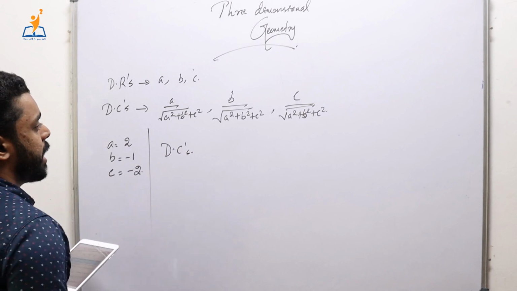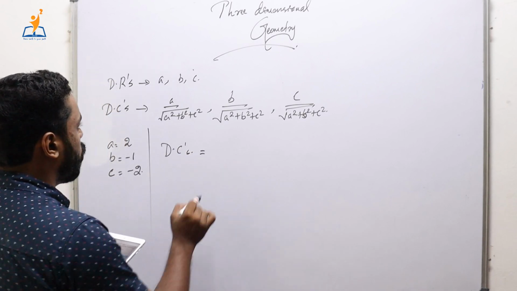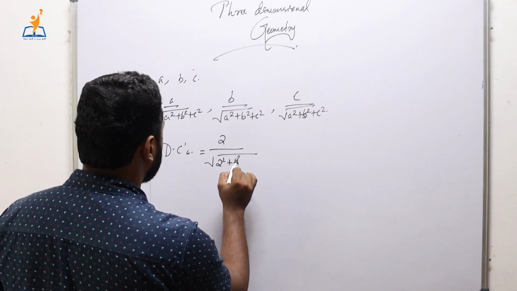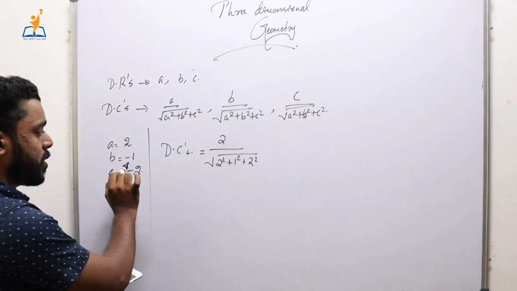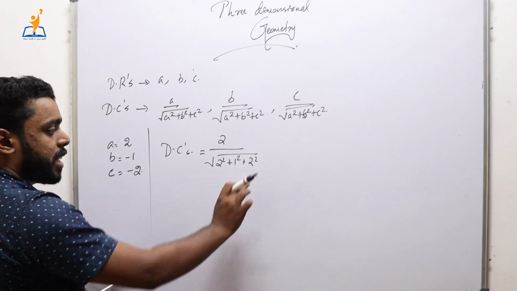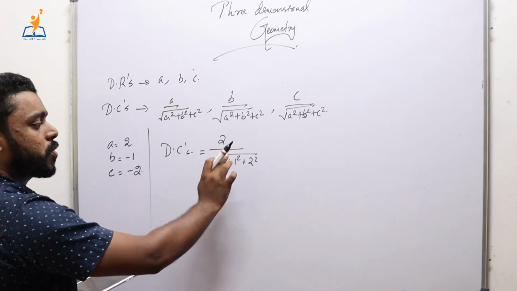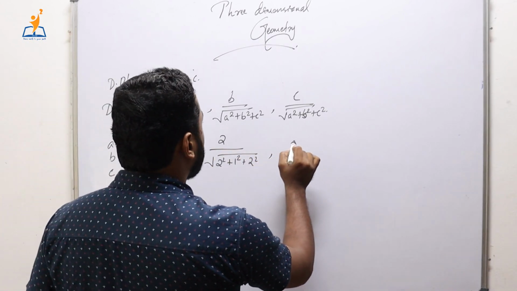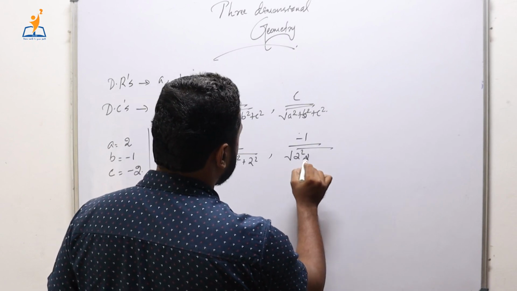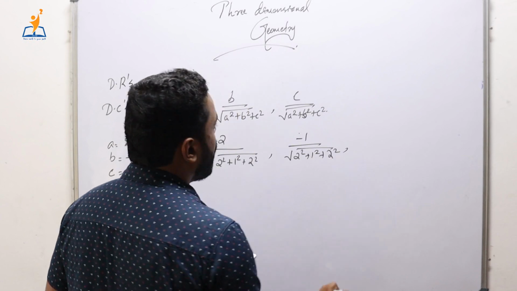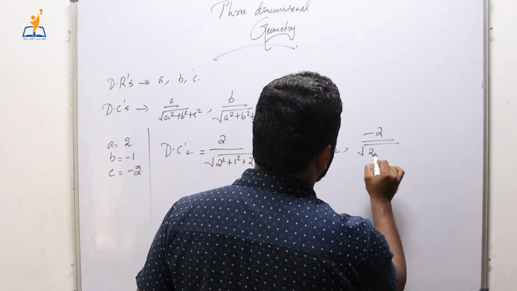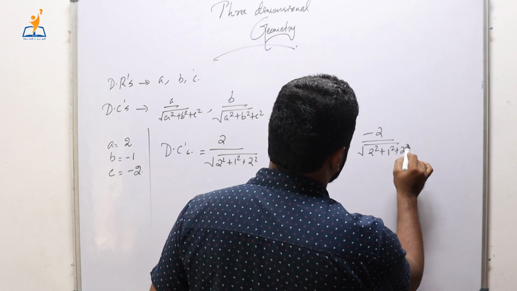See, DCs means direction cosines is equal to 2 divided by square root of 2 square plus 1 square plus 2 square. Actually -1 square is the same as 1 square, and -2 square is again the same as 2 square. That's why I have written plus 1 square plus 2 square. And the next one is B. B is -1 divided by square root of again 2 square plus 1 square plus 2 square. And the third one is C. C is nothing but -2, -2 divided by square root of 2 square plus 1 square plus 2 square.